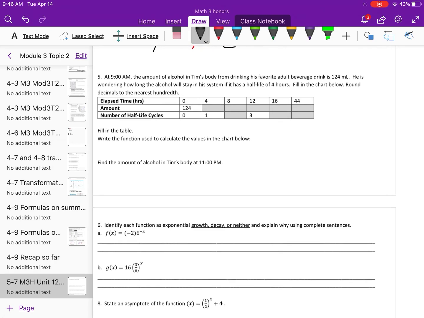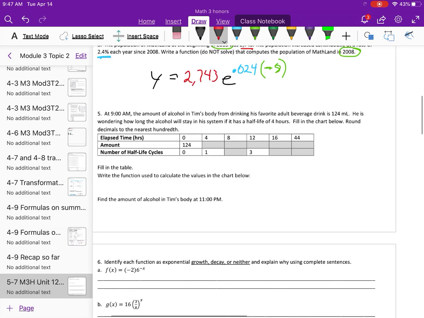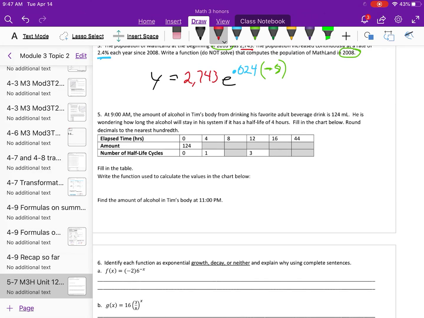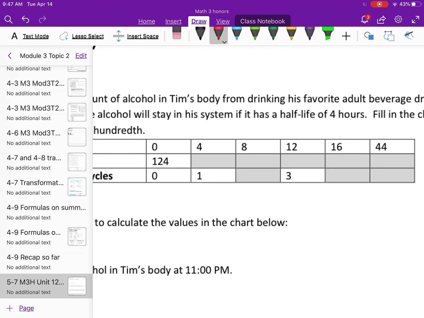Looking at number 5, now this is a half-life problem. Relatively easy because we're dealing with half, right? So we're just dividing everything by 2. So the amount that's happening every 4 hours, I'm just going to divide all these by 2. So I'm going to take 124 divided by 2 and get, I'm going to zoom in a little bit more, get 62. And then I'm going to go ahead and divide that by 2 and get 31. Divide that by 2 and get 15.5.